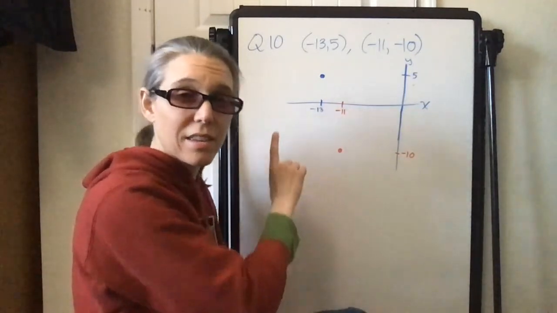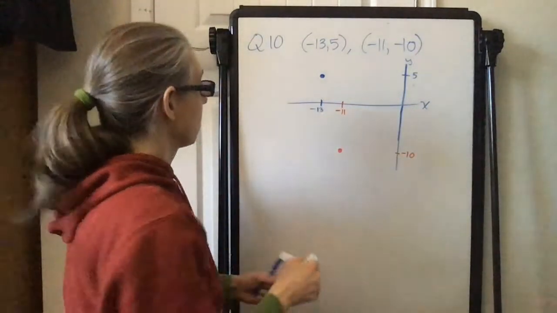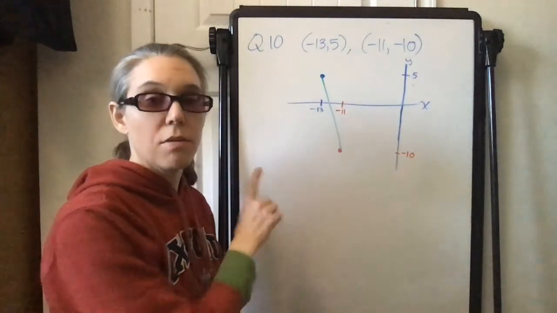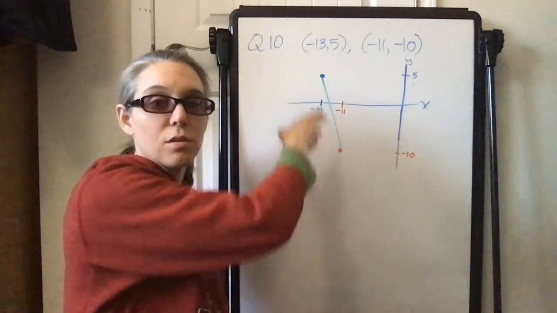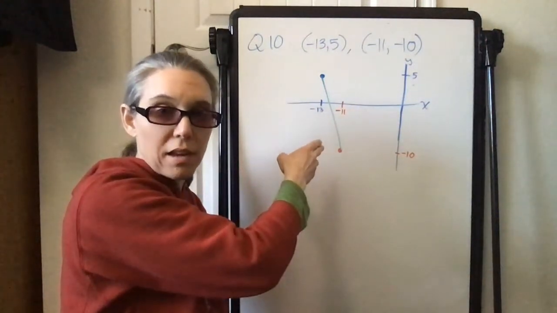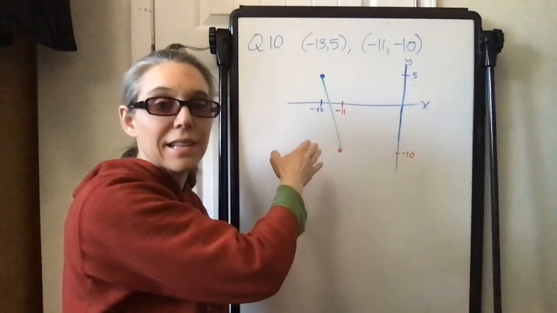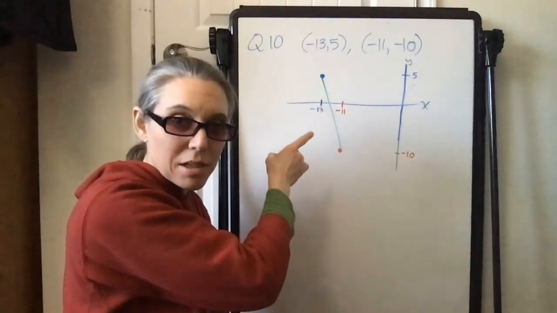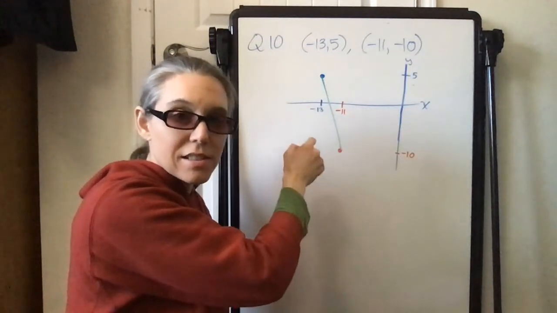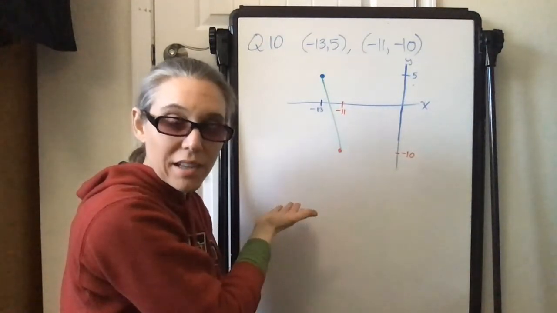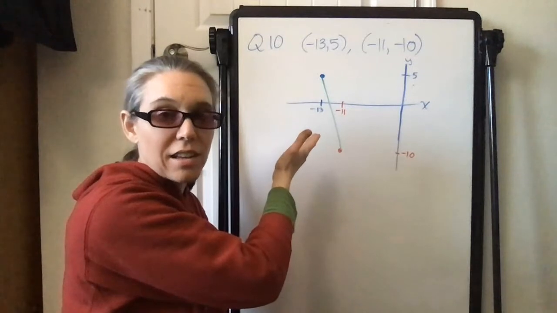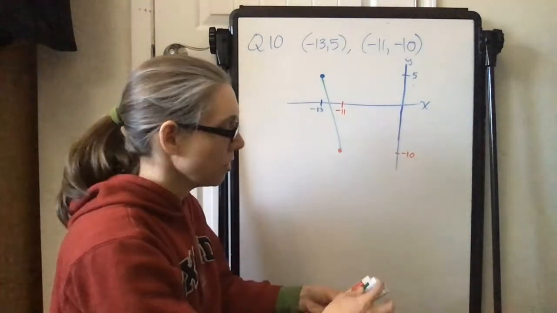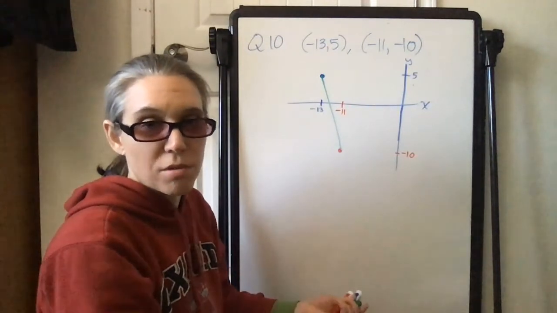So if I connect these 2 dots, they form a line segment, right? These two points in space, if connected, form a line segment. And the length of that line segment is the distance between those 2 points, right? So if you can find the length of that line segment, then you have the distance between the 2 points. So all you need to do is draw a right triangle.